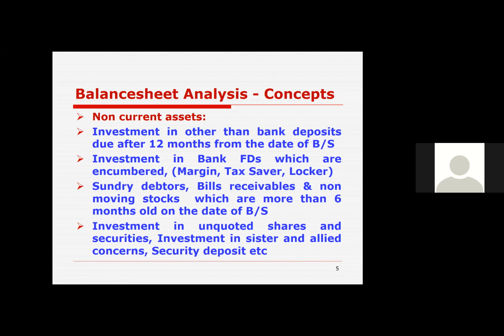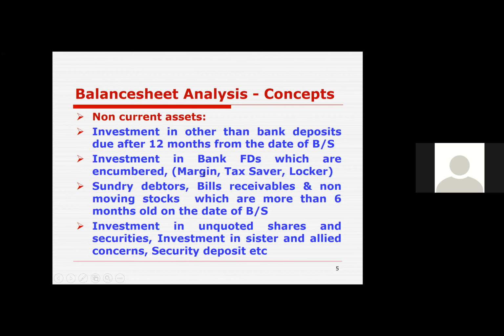For example, today is the balance sheet date, that is 31st December. So the assets given in the balance sheet, the non-current assets, are all the assets which the firm can get only after 12 months from the date of the balance sheet, other than bank deposits. Bank deposits, even if they are for 10 years, will not be brought under non-current assets. Okay. Investments in bank fixed deposits which are encumbered will be brought under non-current assets.